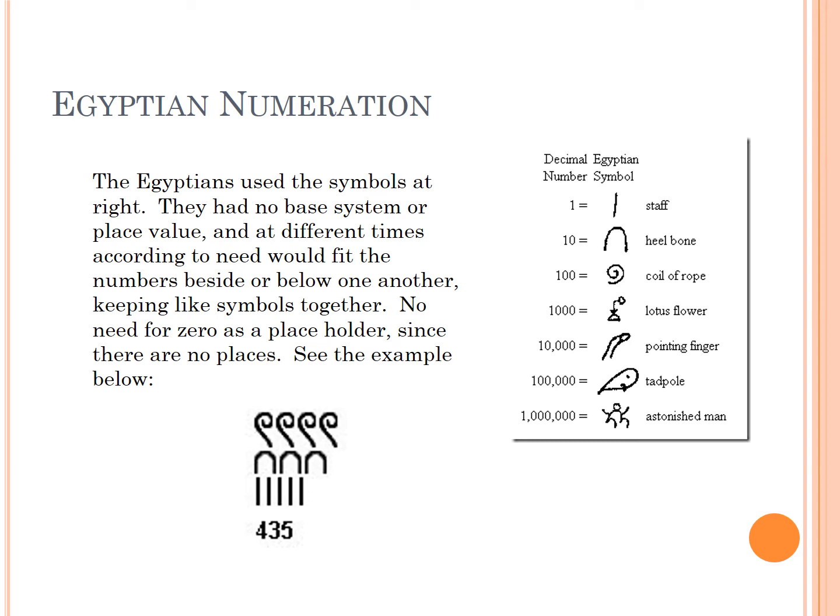So we have 435, it's 4 hundreds and 3 tens and 5 ones. I could have just as easily written that horizontally and put the 400s first and then the 3 tens and then the 5 ones. It kind of mattered to the Egyptians whether they could fit it onto that piece of paper or tablet or stone wall. And so over time, the way they wrote them as far as organizing the numbers changed.